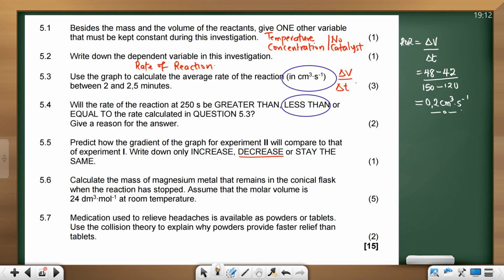We have one more question to answer. Medications used to relieve headaches are available as powders or tablets. Use collision theory to explain why powders provide faster relief. I think we're done with this. I did explain. A larger surface area means more particles are available for reaction. Therefore, the number of effective collisions per unit time will increase. That's why, you see, this is pure science now.